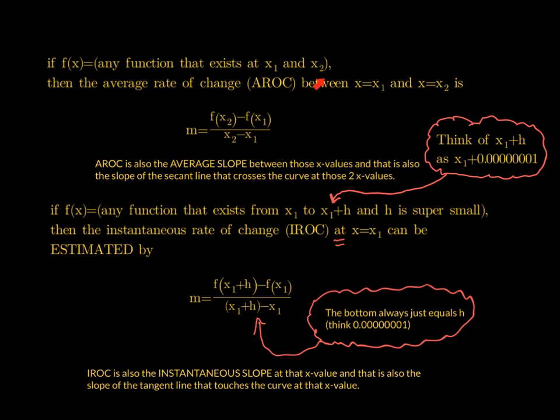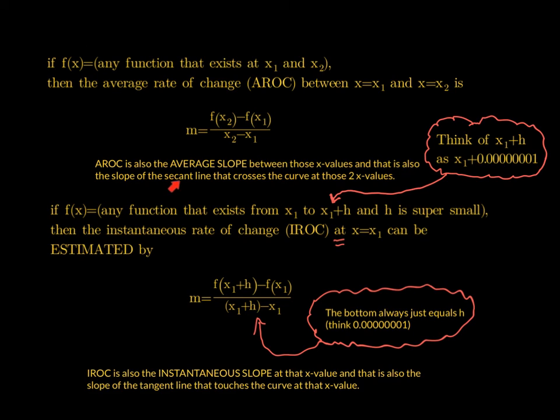To summarize, if you have any function that has at least 2 different points, then you can find the average rate of change between those 2 points, or the 2 x values of those 2 points, simply by plugging in those 2 x values, finding the y values, subtracting them, and then taking the 2 x values and subtracting them. Make sure you keep them in the same order. If you do f of x2 minus f of x1, then make sure you do x2 minus x1. And that will be the average rate of change, also known as the slope between those 2 points. It's also the average slope of those 2 points. So the AROC is also the average slope between those 2 values.